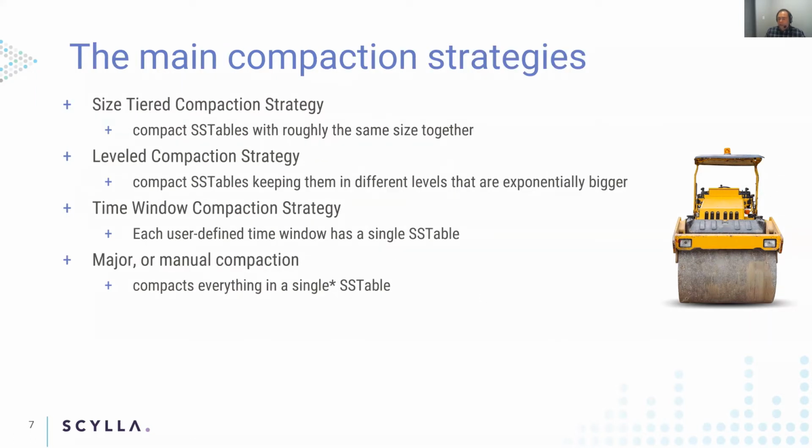The main and the default compaction strategy is the size tier compaction strategy. What it does is that it waits for a couple, it can be 2, 3, 4, that's configurable, or even more, SSTables to be flushed together and picks the ones that are the same size.